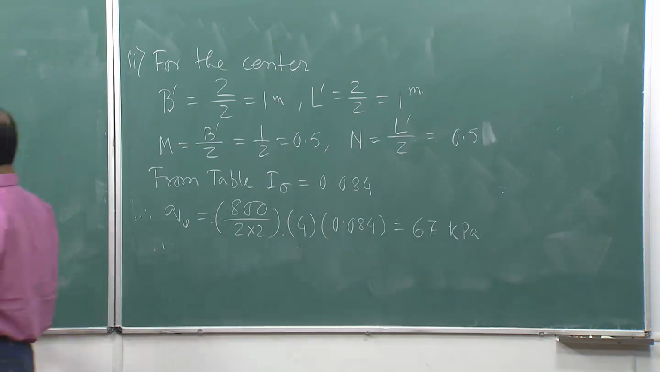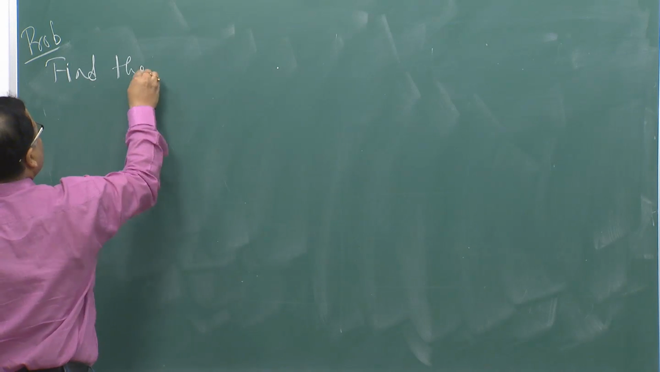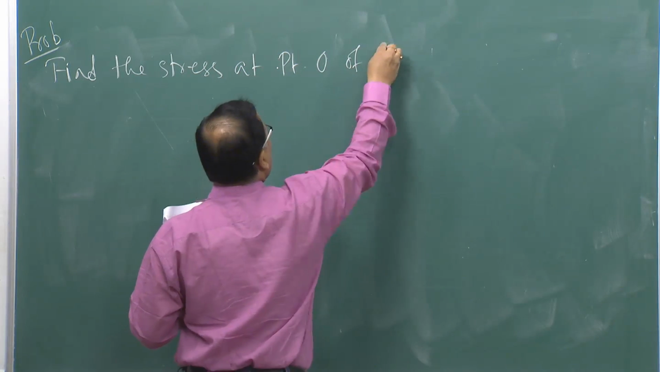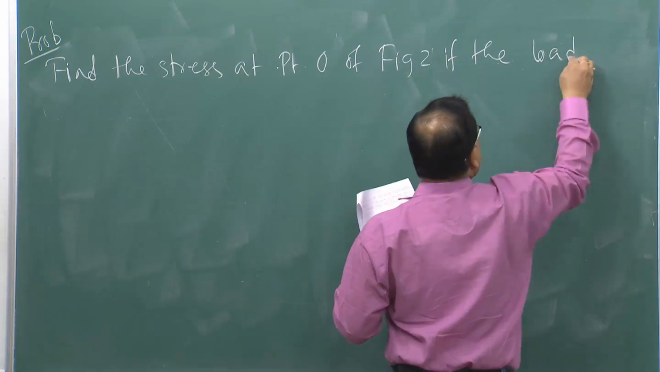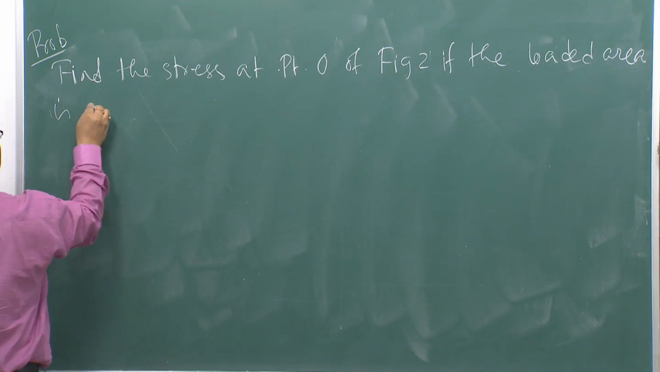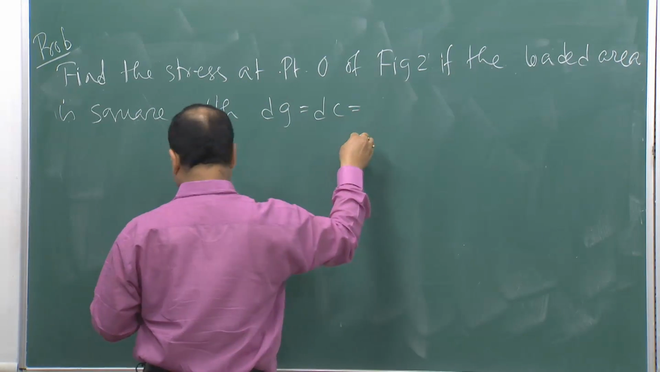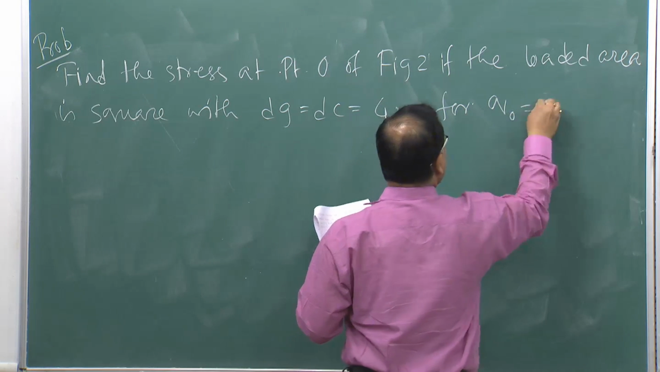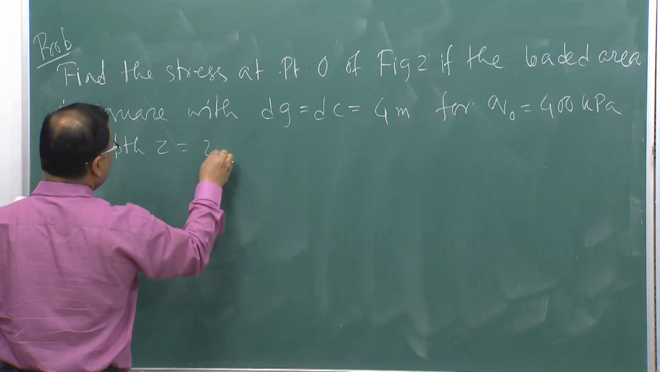Now we will be taking the next example, next problem. Find the stress at point O of figure 2, say, if the loaded area is square with dg equal to dc equal to 4 meter for q naught equal to 400 kPa and depth z equal to 2 meter.